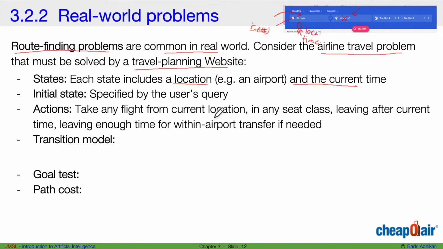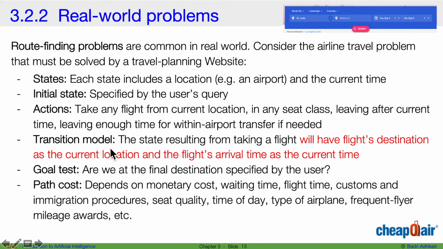Actions are: take any flight from the current location in any seat class, leaving after the current time, leaving enough time for within-airport transfer if needed. That is, what we want is the output to be, let's say, in city X at time T, that's enough for you to catch the next flight so that you can reach the destination city. The transition model looks like this. The state resulting from taking a flight will have the flight's destination as the current location and the flight's arrival time as the current time.